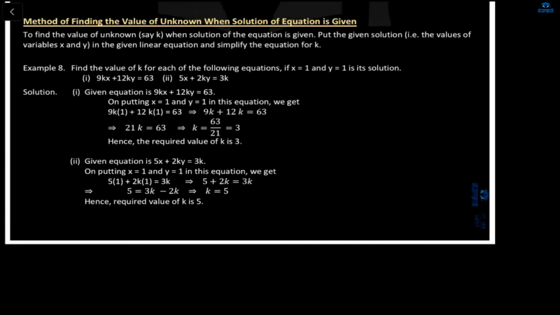So x is equal to 2 and y is equal to 1 is not a solution for the equation. Okay, Ram? Yes, ma'am. Okay. Now let's see the method of finding the value of the unknown when the solution of the equation is given.